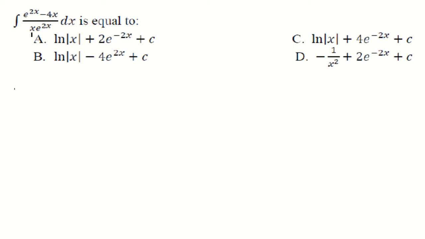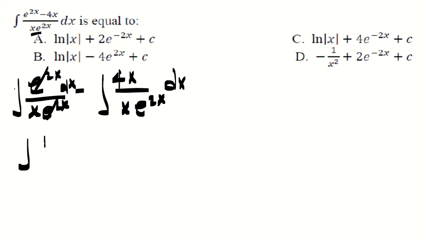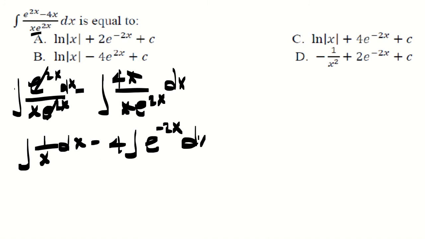So we can give the denominator for each of them. So it's going to be e to the power of 2x over x e raised to 2x, minus, again we can separate the integral at the same time, 4x over x times e to the power of 2x dx. There will be dx here also. Then we can cancel this one. So what's left? The integral of 1 over x dx, minus, in the second one again we can remove the x, and the 4 constant, keep it outside. So we do have 1 over e to the power of 2x, which means e to the power of negative 2x dx.